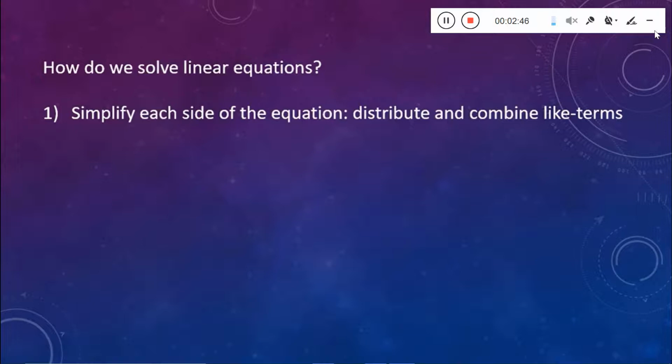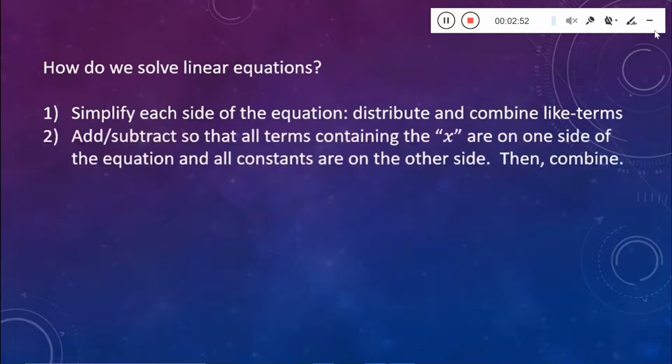It may be given to you like that. It may be given to you kind of ugly looking, but just doing some simplification will definitely help. Then you're going to add or subtract terms so that all the terms containing an x are on one side of the equation, and then you're going to add or subtract terms so that all the constants, all the terms without an x, are on the other side. You're then going to combine those things.